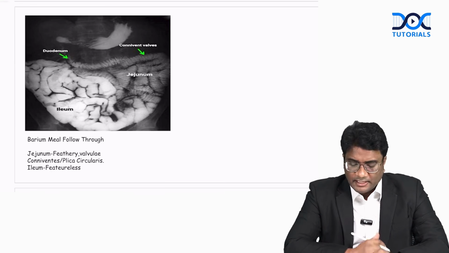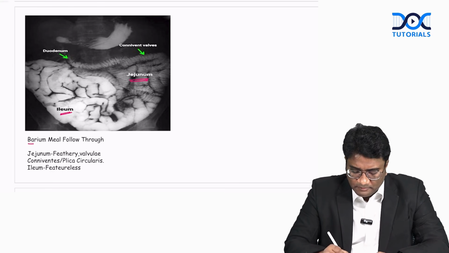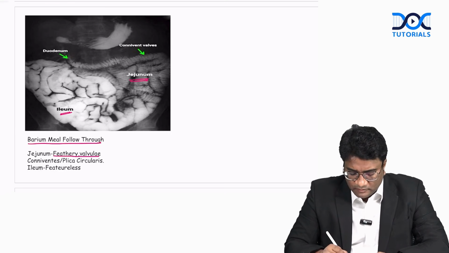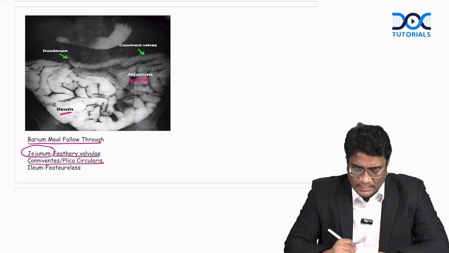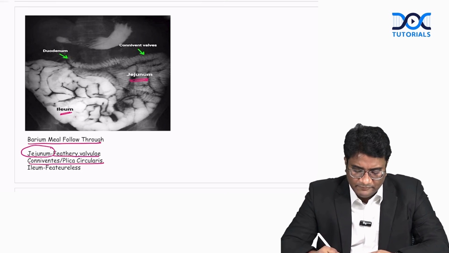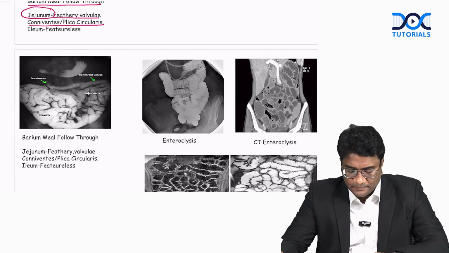You can see this image again. What is this image showing you? This is the jejunal loops and the ileal loops. This is barium meal follow through, and you can see the jejunal loops having a feathery appearance because of the valvulae conniventes or plica circularis. These are seen in jejunal loops, whereas the ileum appears featureless, right? So the ileum is featureless and the jejunum shows the valvulae conniventes.